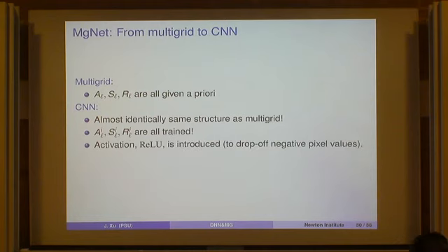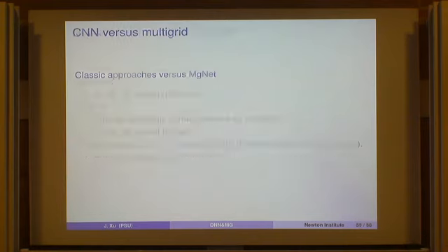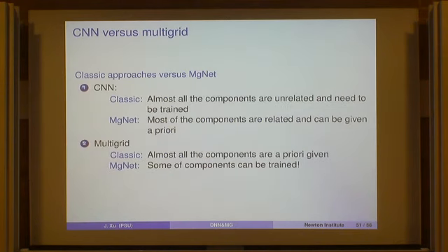In this case this is where the activation function comes in. I always simplify this ReLU rule. But there's something called channels which are important in this business. And in a color picture, you can think about 3 channels. Anyway, CNN basically they train everything. Classical multigrid, they give everything a priori.